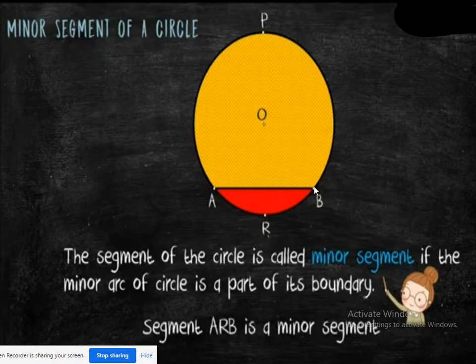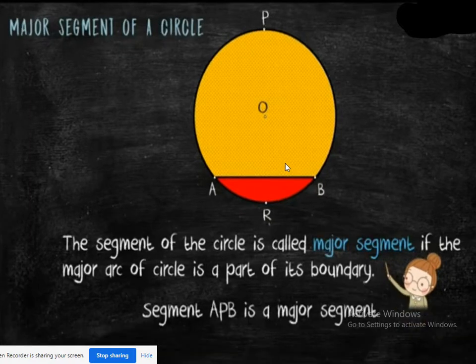Now here segment ARB is a minor segment. This red colored region is nothing but the minor segment. What is the major segment? The segment of the circle is called a major segment if the major arc of the circle is a part of its boundary. So this is the major segment. What is its boundary here? The major arc. That is nothing but the boundary here. So segment APB is the major segment.